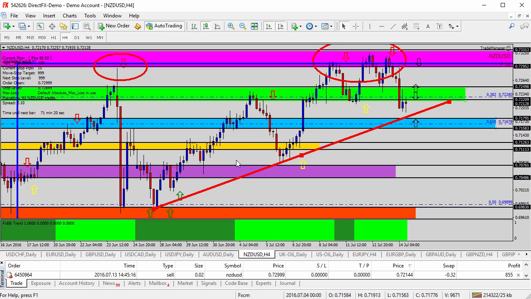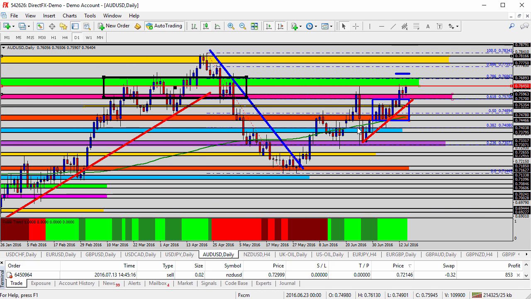A couple of other things that I've been watching for the day today. Of course, we've been studying the resistance here on the Australian dollar as well, into the 76.45 level. We're keeping an eye on that to see if that may become a trading opportunity for us as well.